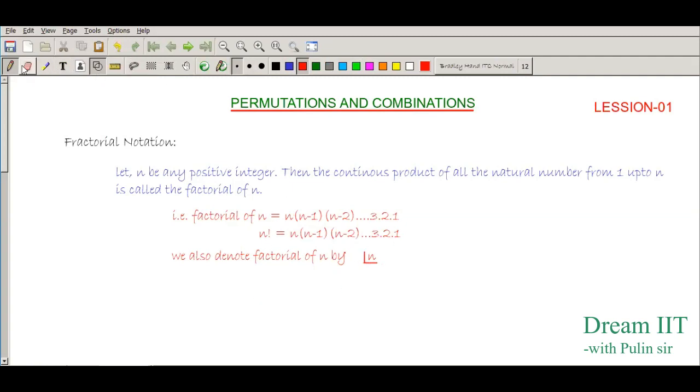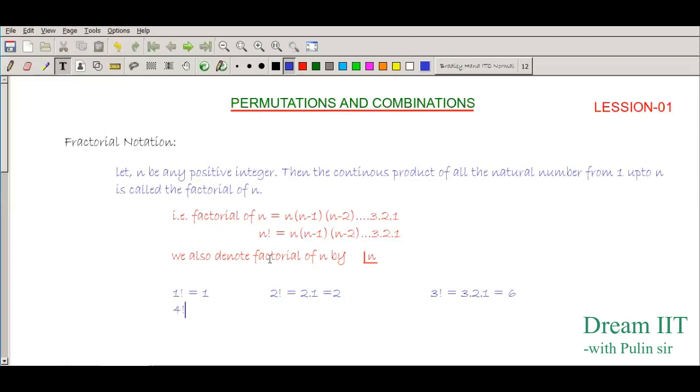Now let us start with some good examples so that we can understand. We have to note this: 1 factorial means the multiplication of only 1. If I write 2 factorial, you start with 2 and go up to 1, and that gives you 2. Then 3 factorial is equal to 3 into 2 into 1. I am using dot for into. So this is 6.